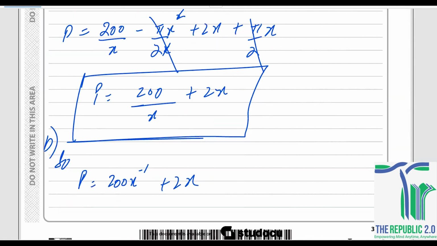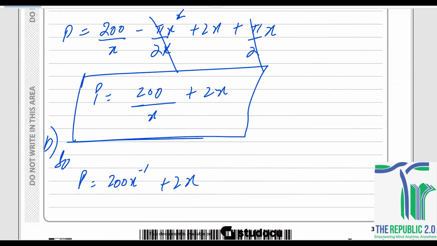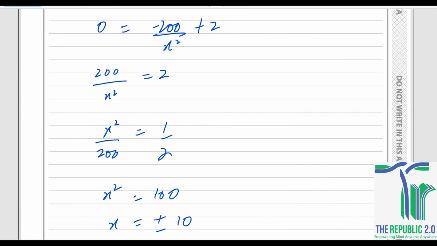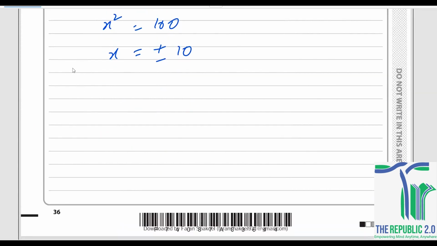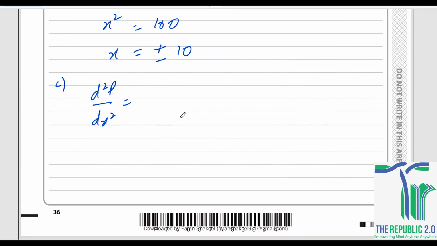Now after this, in the C part, we need to prove by further calculus that this value of x gives a minimum value for the p. To calculate whether it is a minimum or a maximum, we need to calculate the second derivative. So for the C part, d squared p upon dx squared is going to be, if you remember, this was the first derivative, right? So the second derivative is going to be 400 times x to the power of -3.